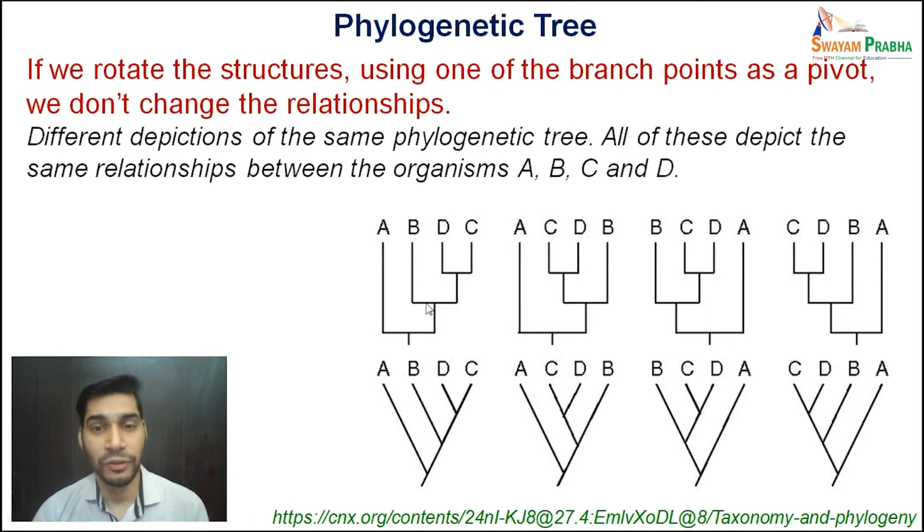Now, if you focus here, let's say C and D are being joined by this branch point. If you rotate it, it may become like this. If you rotate the branch which is joining B with C and D, it may become like this, and so on. So all these trees are nothing but the same tree which has been rotated using certain branch points, but the evolutionary relationship between the taxa has not changed. Below here, it's nothing but the diagonal representation of the same trees only.